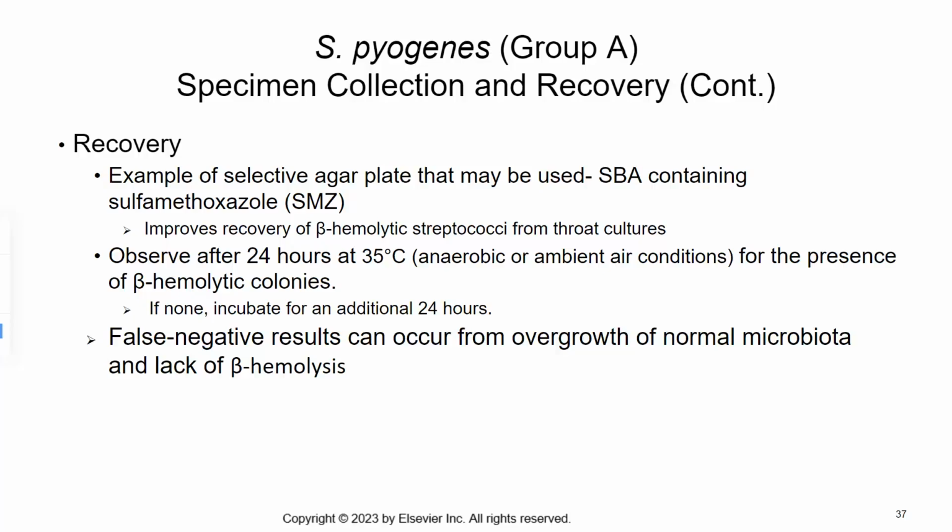So SBA containing SMZ improves the recovery of beta hemolytic strep from throat cultures. Observed after 24 hours at 35 degrees Celsius in ambient or anaerobic conditions for the presence of beta hemolytic colonies. If none, incubate for an additional 24 hours. False negative results can occur from an overgrowth of normal biota and lack of beta hemolysis.